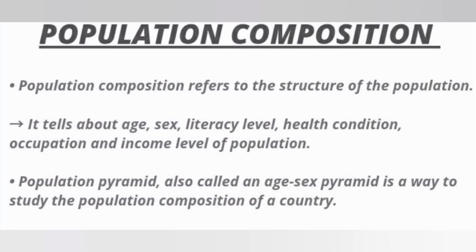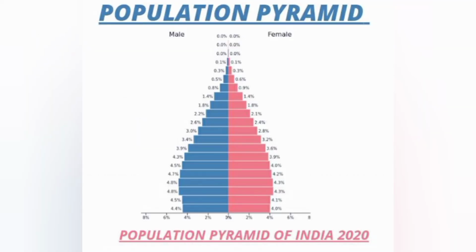Now we will discuss population composition. Population composition refers to the structure of population. It tells about age, sex, literacy level, health condition, occupation, and income level of the population. Population pyramid, also called an age-sex pyramid, is a way to study the population composition of a country. In the given picture, you can see the population pyramid of India 2020, which is divided among the male and female of India.